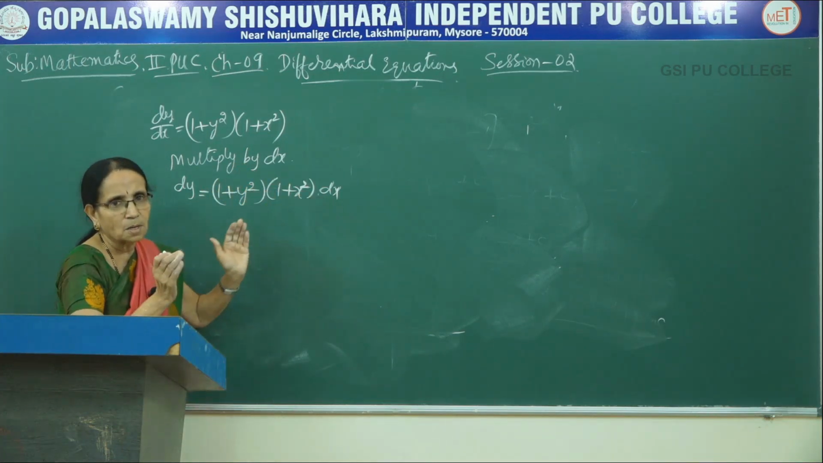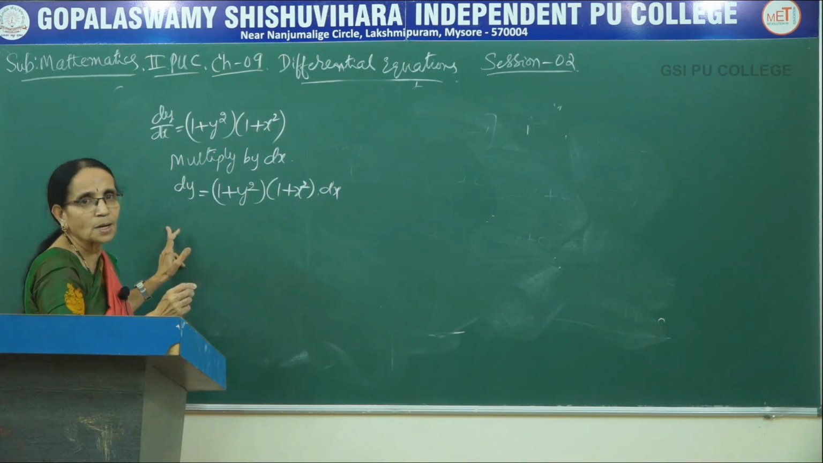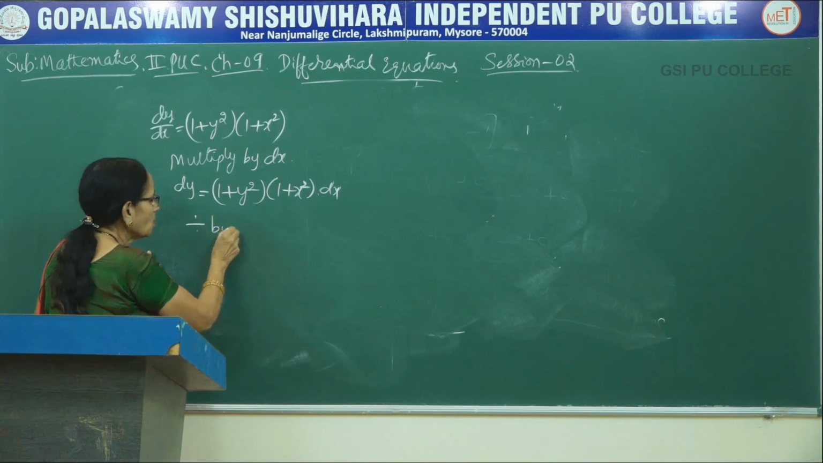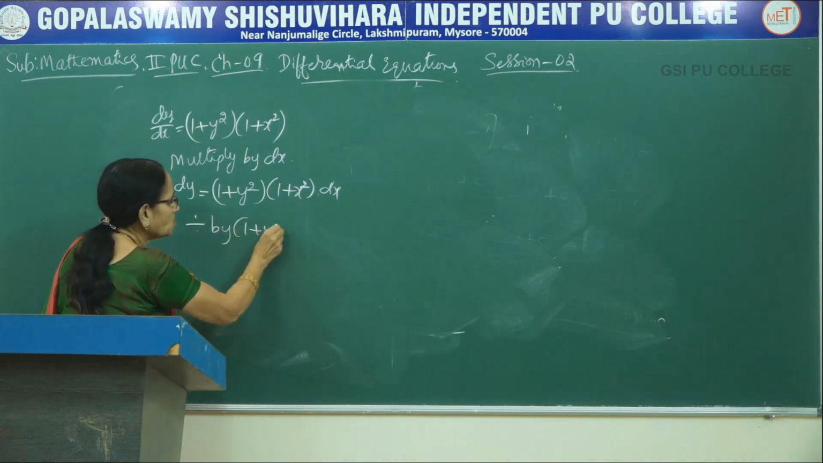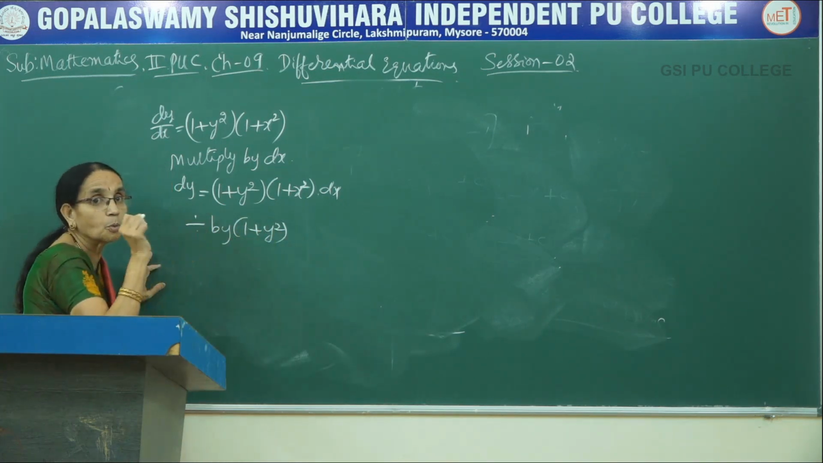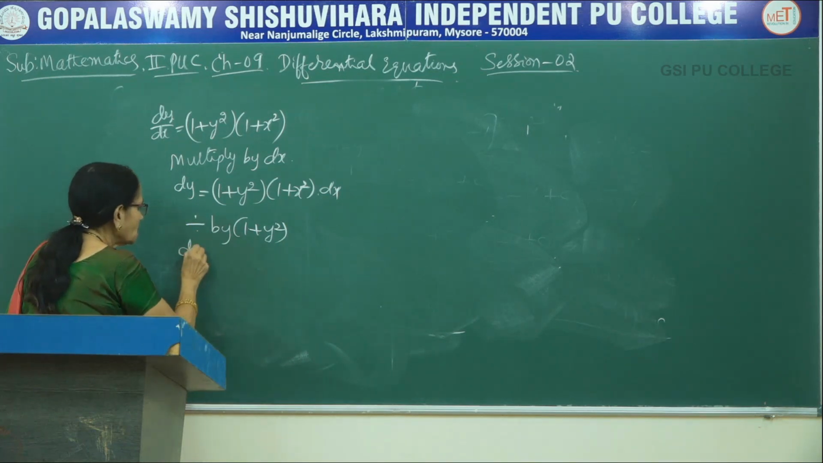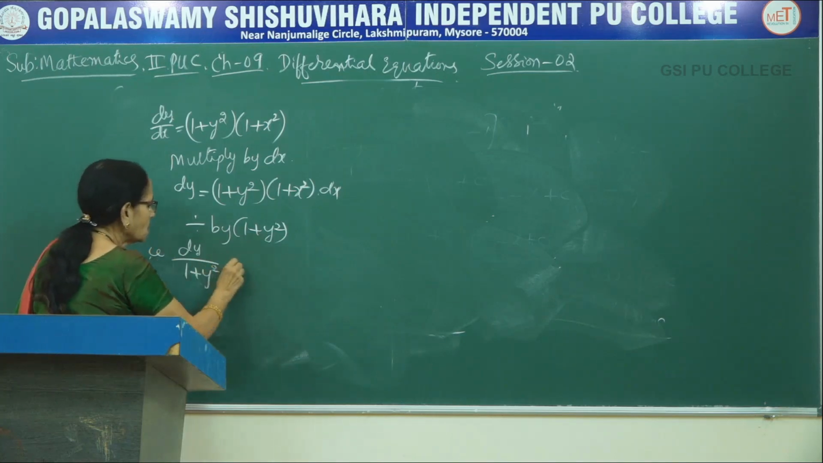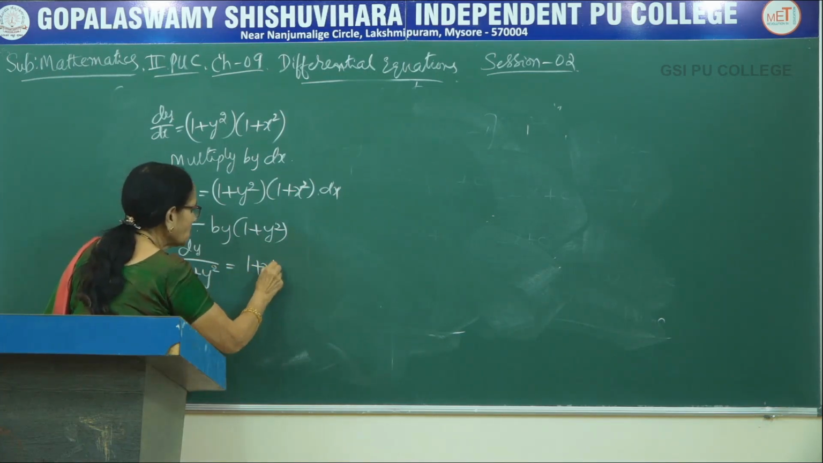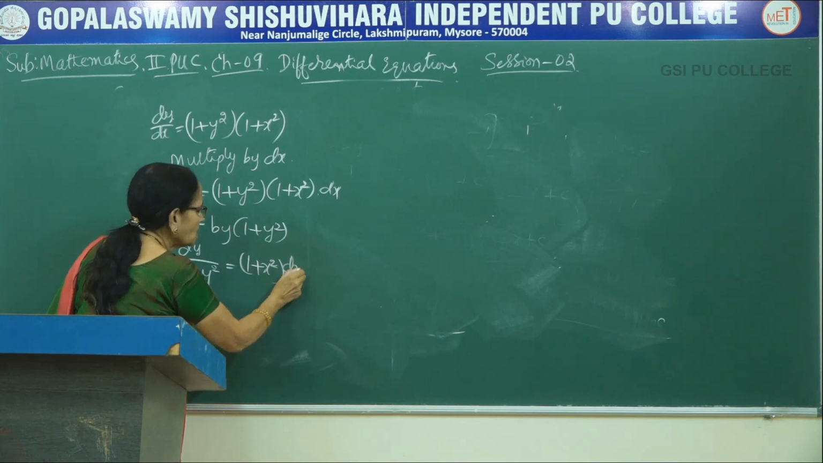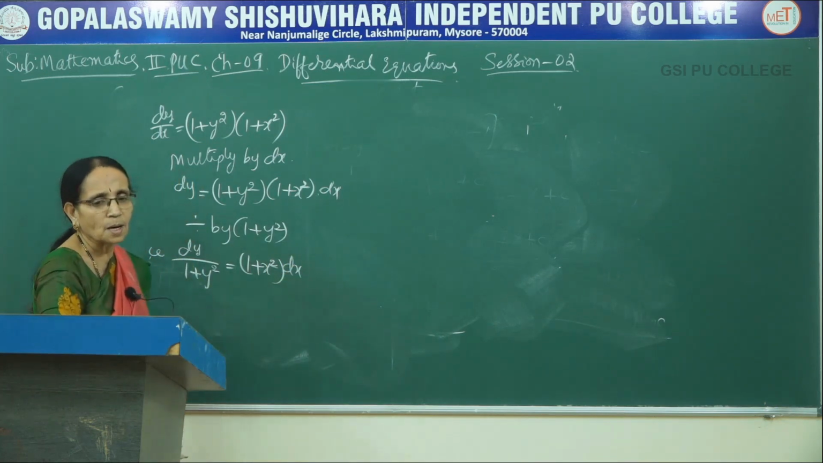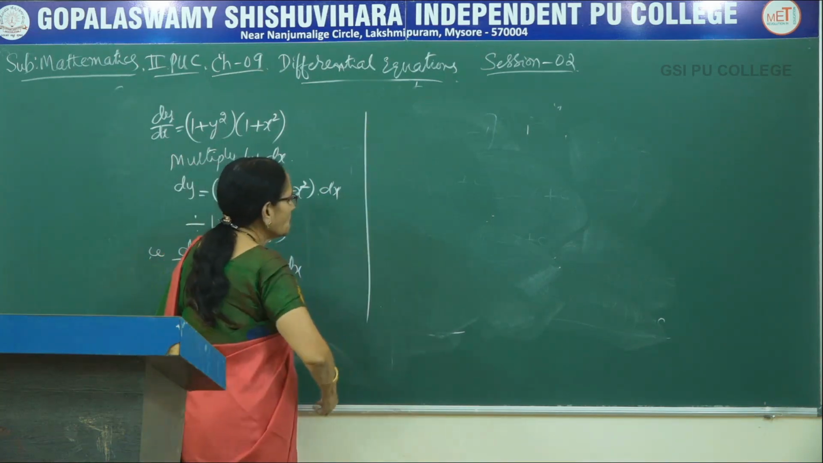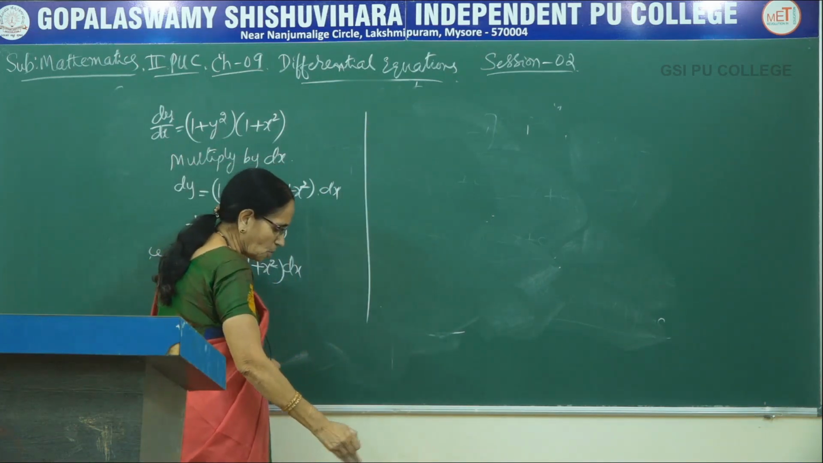Now x and dx are together. This has to go to the left hand side. When it is in the numerator, what you have to do? You have to divide by 1 plus y square. You have to divide both sides. That means dy divided by 1 plus y square is equal to 1 plus x square into dx. So clearly you see that the variables have been separated. Now we can go for integration to find the solution.